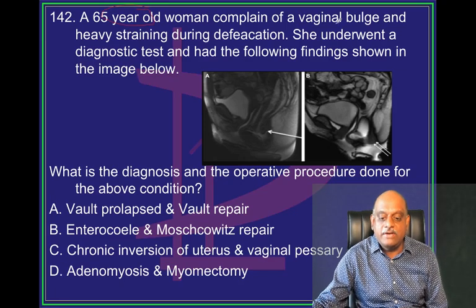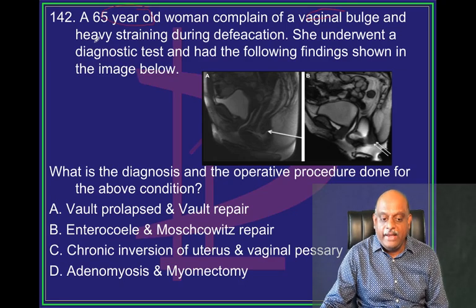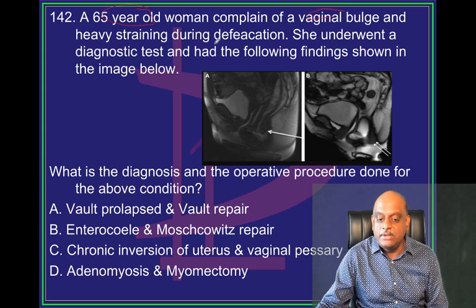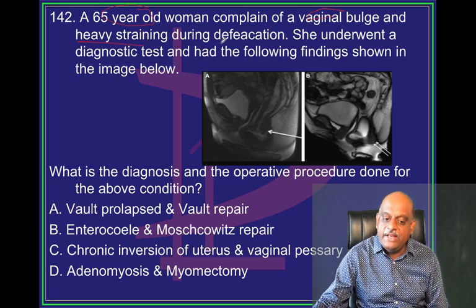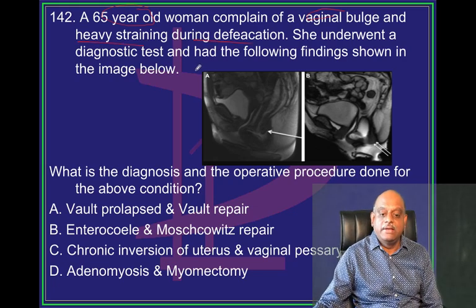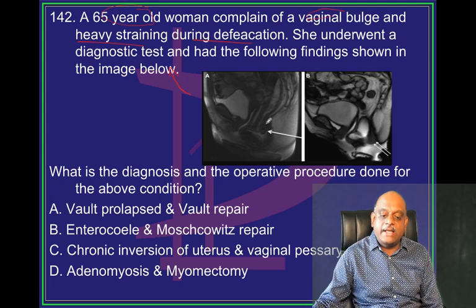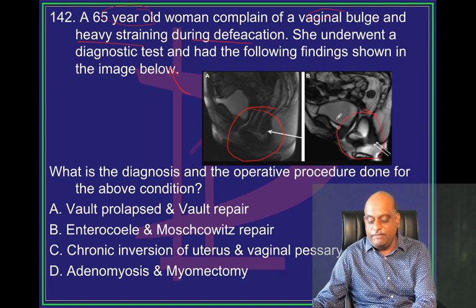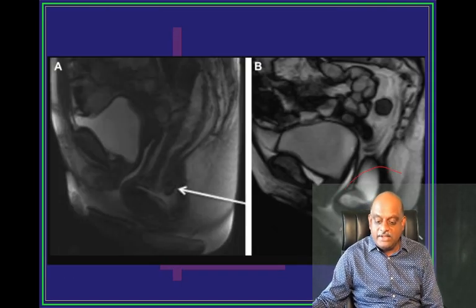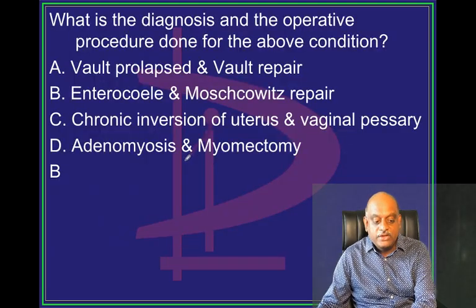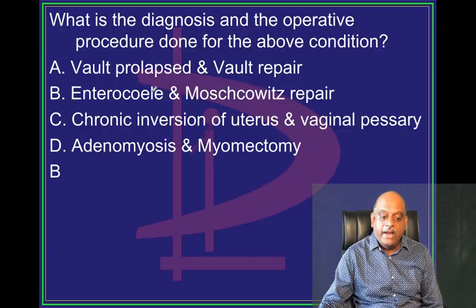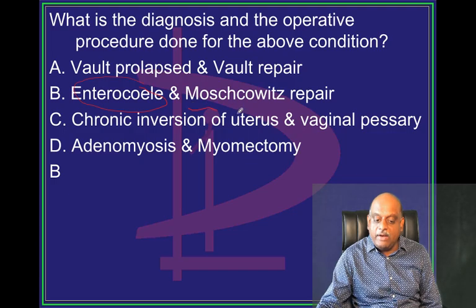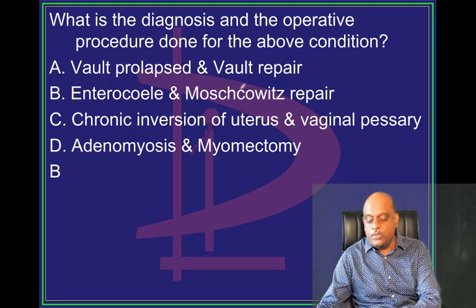A 65-year-old woman has a vaginal bulge, and that is appearing when she is heavily straining during defecation. She underwent a diagnostic test, and typically this is the finding that you are able to see. So what is your diagnosis? It is an enterocele and she required Moskowitz repair is what you should remember.